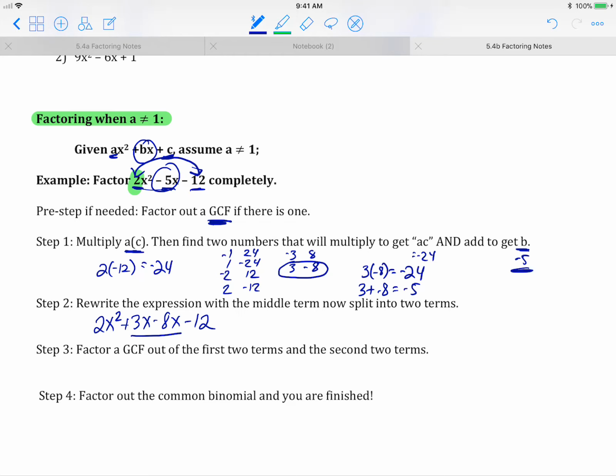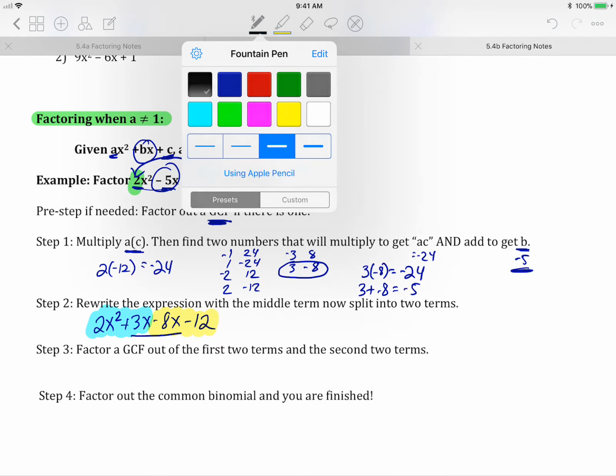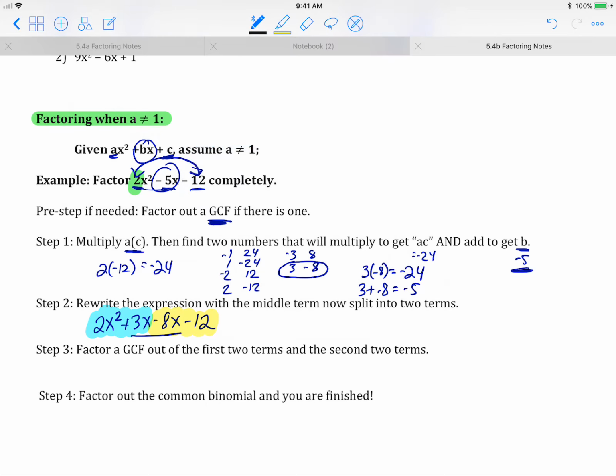Now I'm going to factor the GCF out of the first two terms and the second two terms. So we're first going to focus on these first two terms, and then we're going to look just at these two. Looking at the first two terms, what's the greatest common factor? They both have an x, and I think that's it. So I'm going to rewrite what's left over. A 2 is left over, and an x is left over in that first term. And if I take an x out of the second term, the only thing left over is a 3.